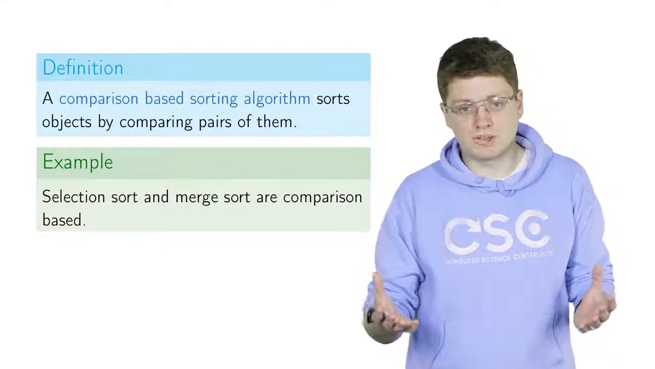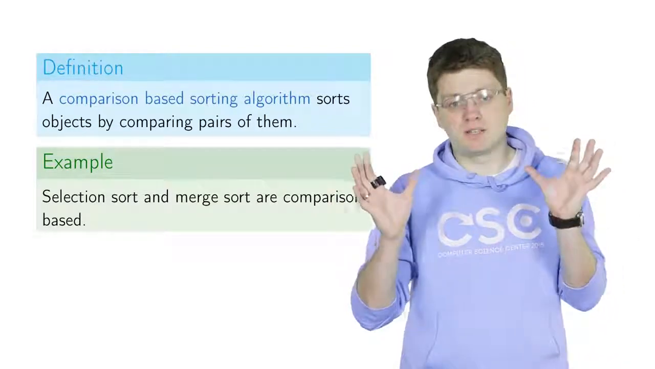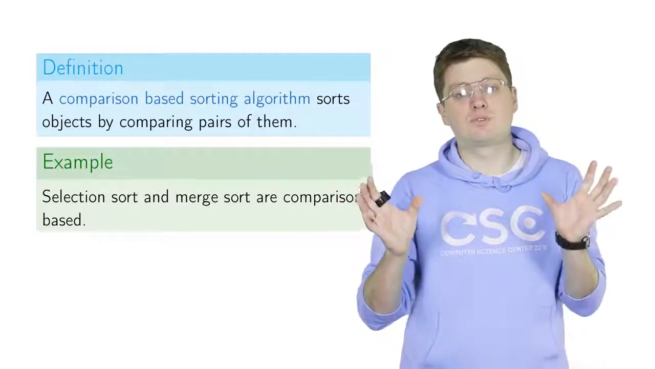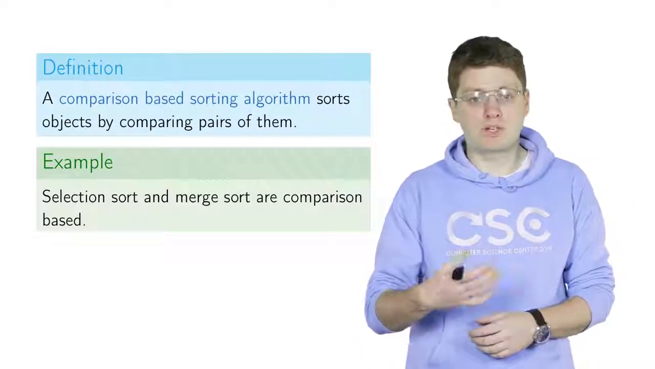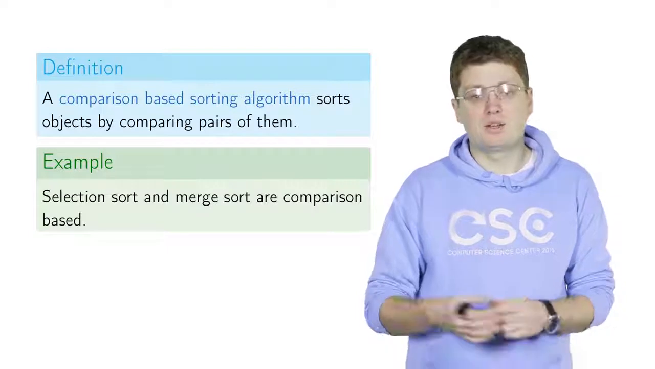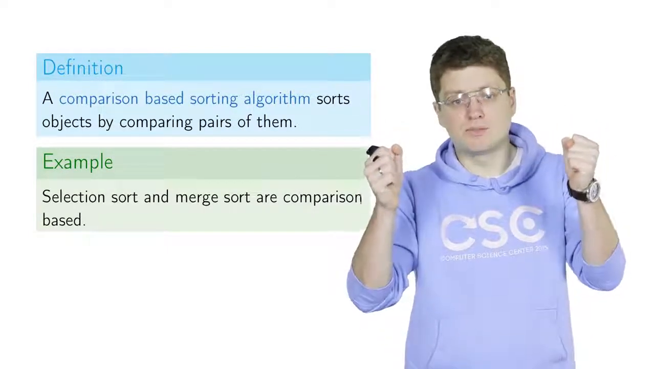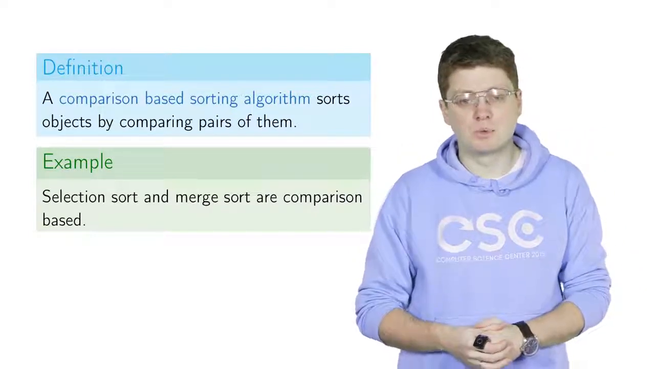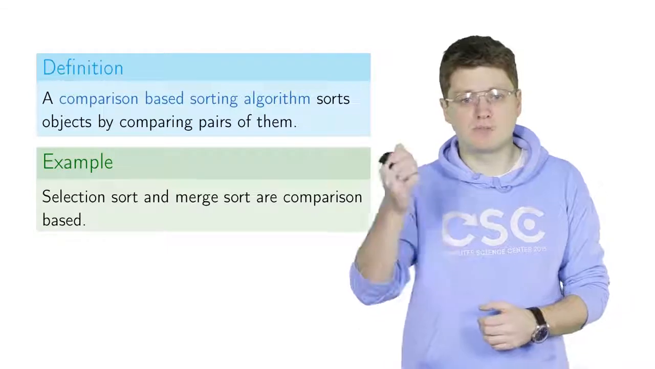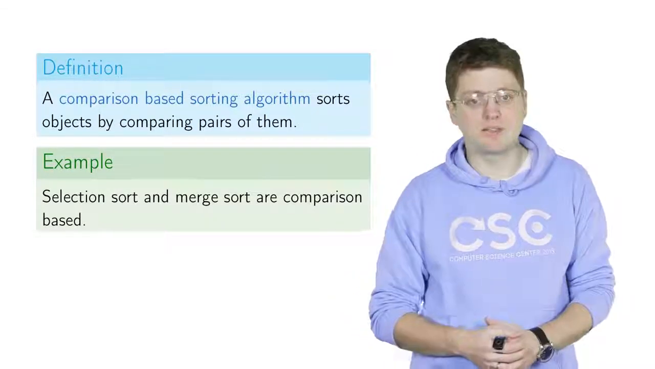Also, the merge sort algorithm is a comparison-based algorithm. It first splits an array into two halves, and then it needs to merge the two resulting arrays. And when merging the resulting arrays, it also uses comparisons, right? We take the first two elements of two sorted arrays, we compare them, and based on this comparison, we take one of these elements out of one of these two arrays and put it to the resulting array.